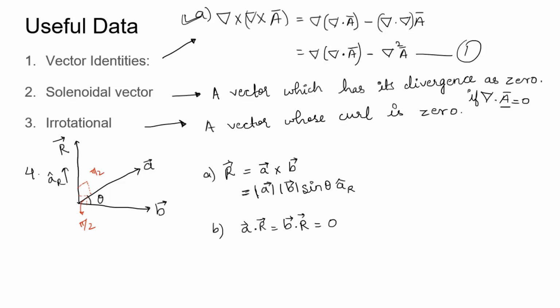Similarly, irrotational vector. What is an irrotational vector? It is a vector whose curl is 0. So here in this case, if del cross A is equal to 0, then we say that A is an irrotational vector. Okay.